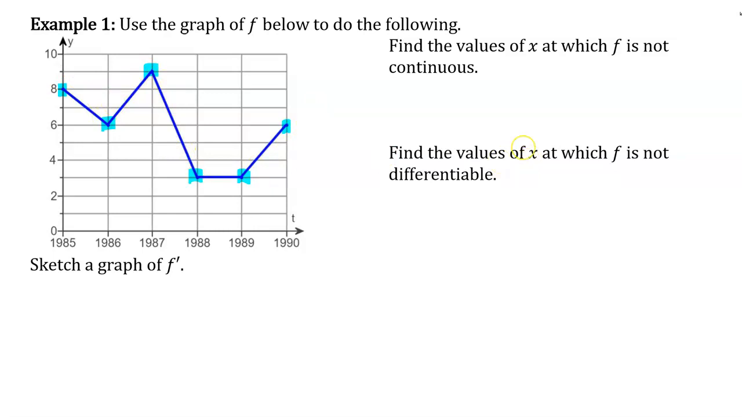Notice it says values of x. So x is not differentiable at 1985 all the way to 1990. Well, excuse me, my bad. Individually. The specific year. It's differentiable in between just fine, just not at the specific years individually.